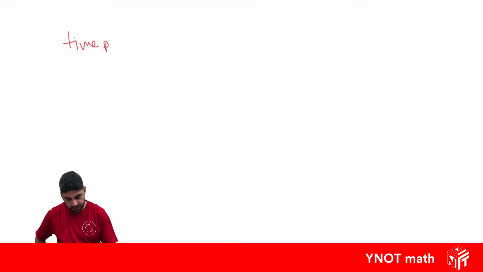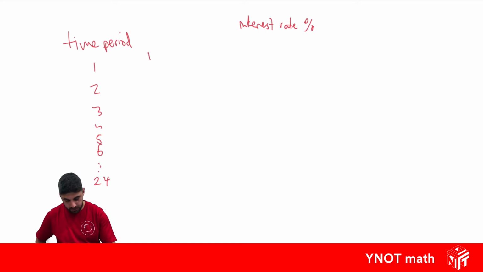a time period down the side. Might be like 1, 2, 3, 4, 5, 6, all the way down maybe to 24. And we're going to have an interest rate across here in terms of a percent. Might be like 1, 2, 3, 4, 5, 6, 8, 9, 10, and 15.